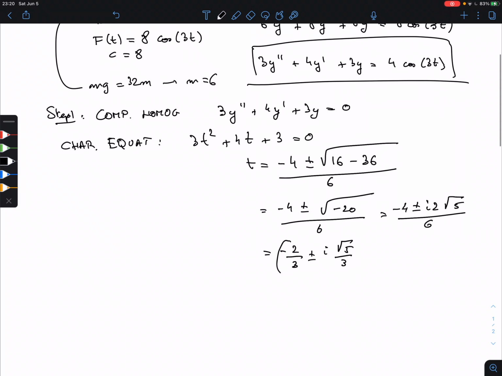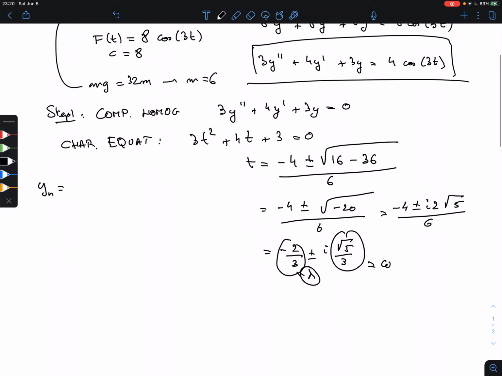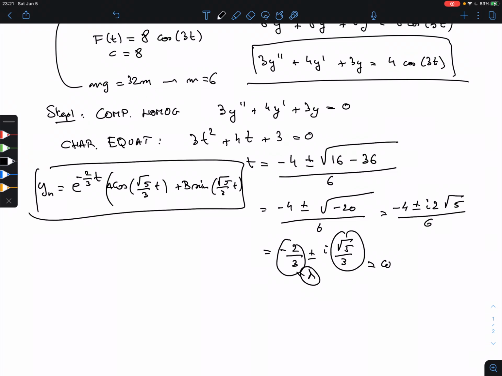We need to split it. This is our lambda, and this is our omega. So we know that our homogeneous solution will be e to the lambda t, where lambda becomes the coefficient in front of the t in the exponential, and then these two give me the cosine and the sine. So a times cosine radical 5 over 3 t plus b sine radical 5 over 3 t. Okay, that is the homogeneous solution.